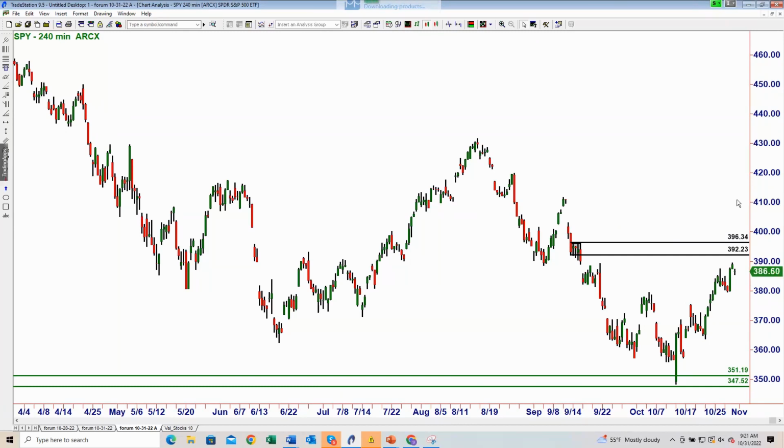So once you get the basics down, the actions of what we do at demand zones, what we do at supply zones, I think you'll understand that. You can always ask questions.